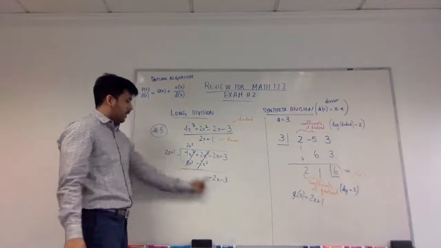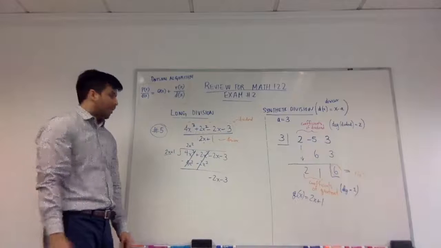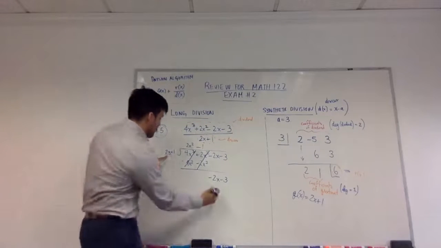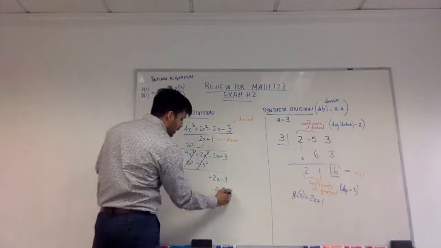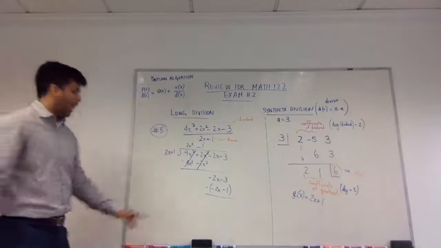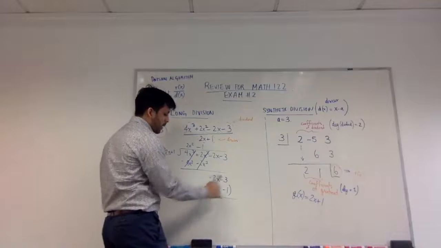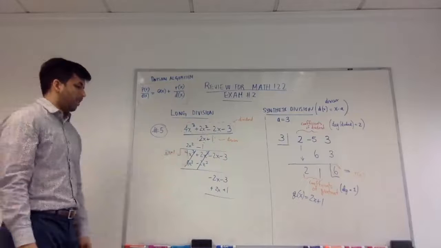Now 2x, what multiplies to 2x to give me negative 2x squared? Well, it's going to be negative 1. Negative 1 times 2x is negative 2x. Negative 1 times positive 1 is negative 1. And then I'm going to subtract them. Now this negative becomes positive. This negative now has to also switch the sign for the other term in the polynomial.